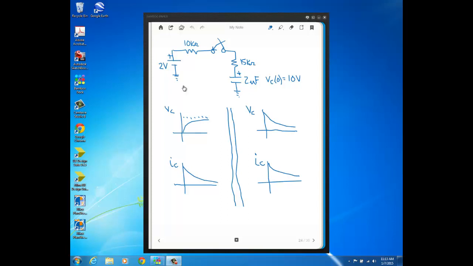Okay, this problem is a little bit different than previous problems because here we have a case where we have an initially charged capacitor. As you can see, the 2 microfarad capacitor has an initial charge of 10 volts. And when the switch closes in this circuit, current will flow from the capacitor to the 2-volt source, right?